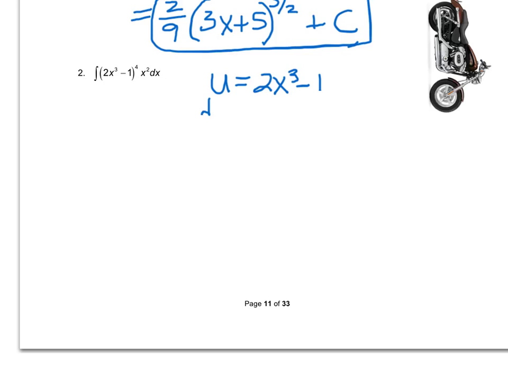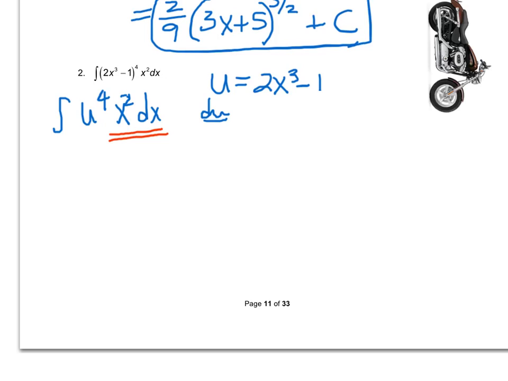We are going to take the derivative of this. Oh, actually, let me go back over here and do the substitution. You will have u to the fourth times x squared dx. Now, here's a little trick on this guy. There's more than just a dx. I need to get rid of everything that has an x involved in it. So x squared dx is what I'm aiming for. That's what I'm trying to get rid of.